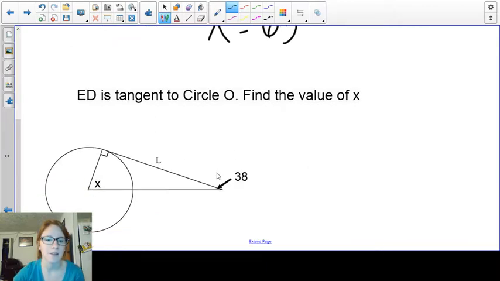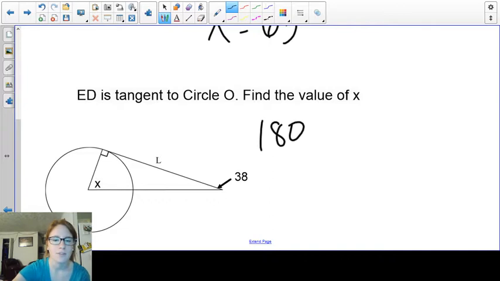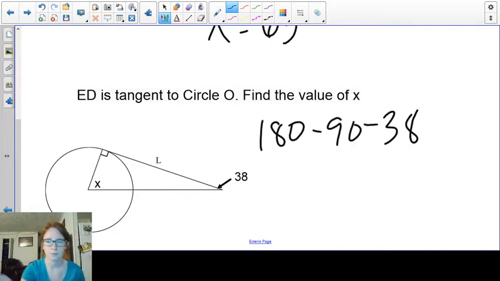It's telling me that AD is tangent to circle O. Find the value of X. This is supposed to say AD. I don't know why there's an L there, ignore that. So again, this time I have a triangle, so it's 180 minus 90 minus 38, which says that X is 52.